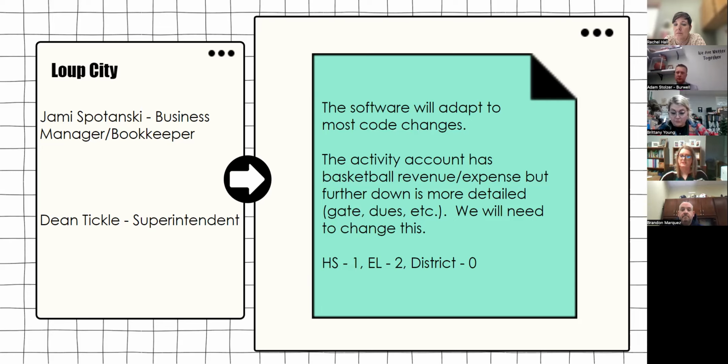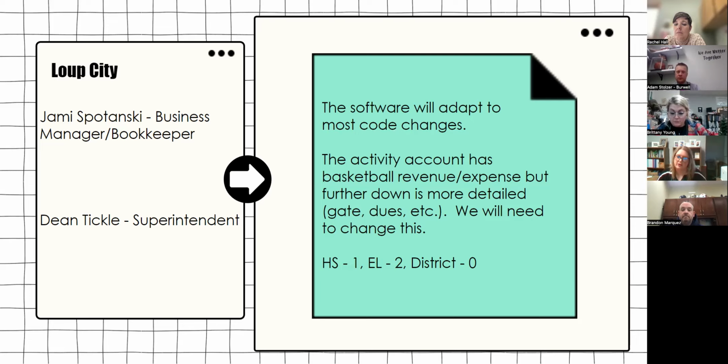One of the things she said we need to change for the future is that right now in our activity account, we have whatever the activity is. We use the example of basketball, and we have the revenue and expenses. Then further down, we're a little more detailed. She said we're going to need to make that more granular so that we can keep track of anything with gate dues, anything like that. Right now, it's more of a lump sum, and we want to get a little more detailed with that.